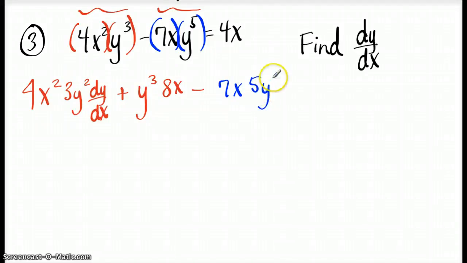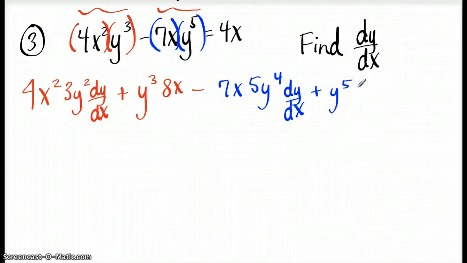5y to the 4th dy/dx. Y, no x. Plus 7 dy/dx. Nope, because I just derived this. It has an x with it. Equals 4. Are there any mistakes?